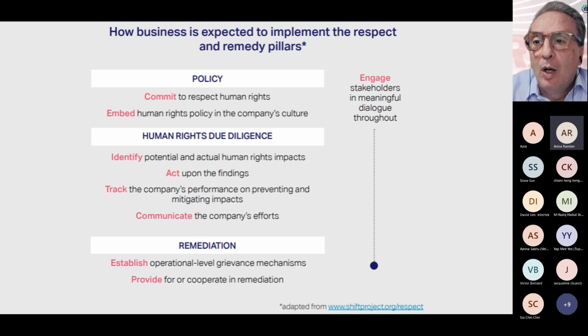Here is the framework of how business is expected to implement the respect and remedy pillars. It starts with the policy. The policy should establish a commitment to respect human rights, and then embed human rights policy in the company's culture. Then there is the human rights due diligence: identify potential and actual human rights impacts. We saw that. We need to act upon the findings, track the company's performance on preventing and mitigating impacts, communicate the company's effort, and then there's the remediation part: establish operational level grievance mechanisms, provide for or cooperate in remediation.